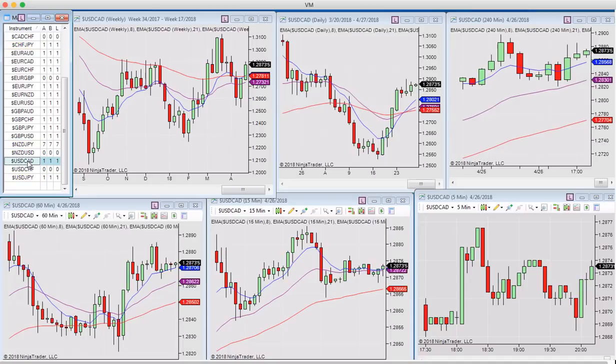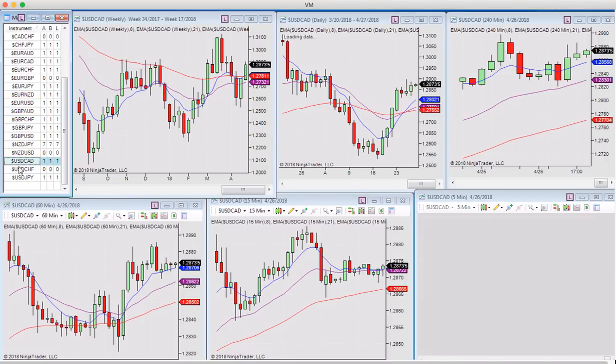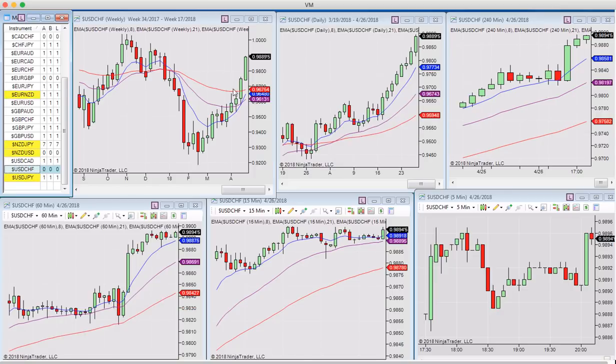USD CAD. No, this is choppy and messy. Here we only have 2 time frames trending. Let's move on to USD CHF, which is nicely trending up on daily.